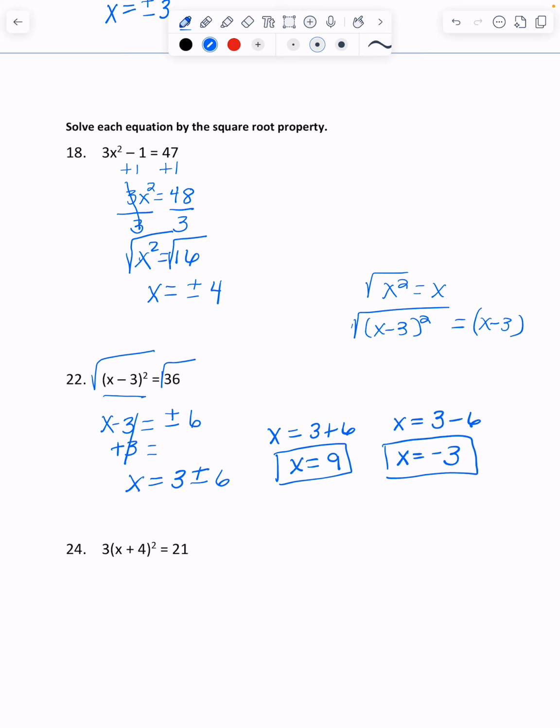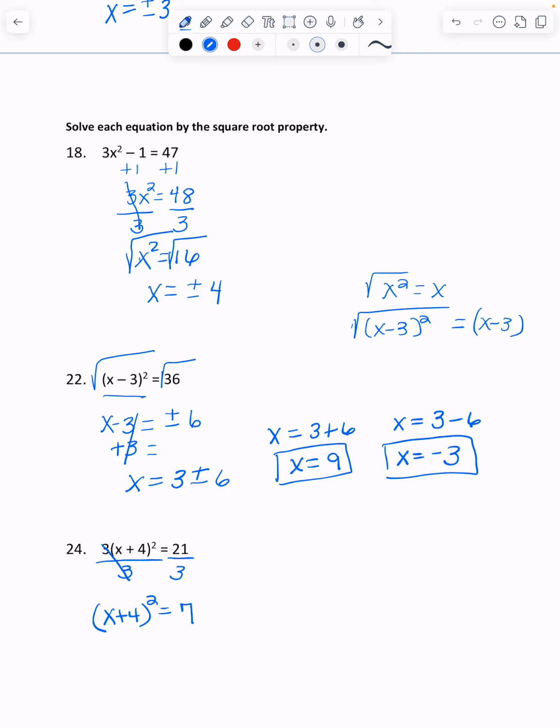All right, we're also solving 24 by the square root property. What do you think I need to do first? Well, the part that's squared is not by itself. That's 3 times x plus 4 squared. So let's divide both sides by 3. That's going to give me x plus 4 squared, which equals 21 divided by 3, which is 7.